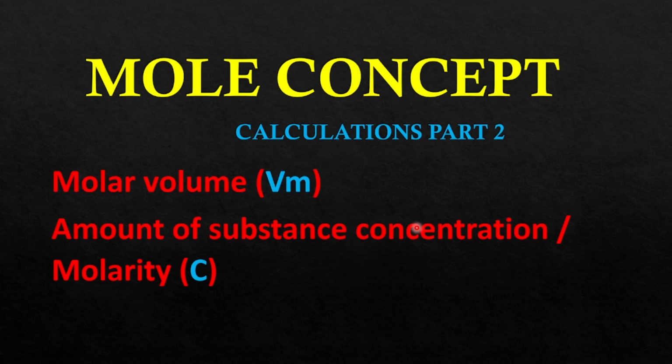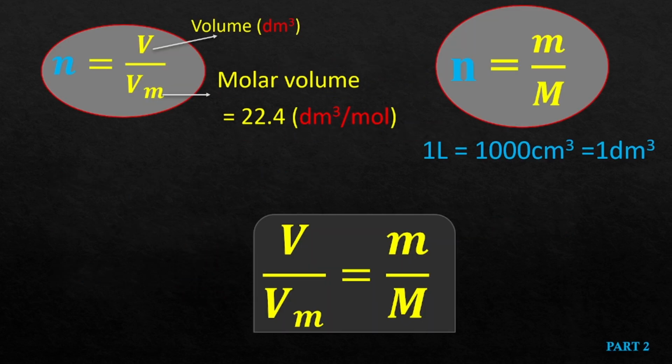In this lesson, we'll look at molar volume, which is Vm, and amount of substance concentration, or molarity, with the symbol C. Now let's start with the formula. We have n equal to V over Vm. That is, the number of moles is equal to volume over molar volume.